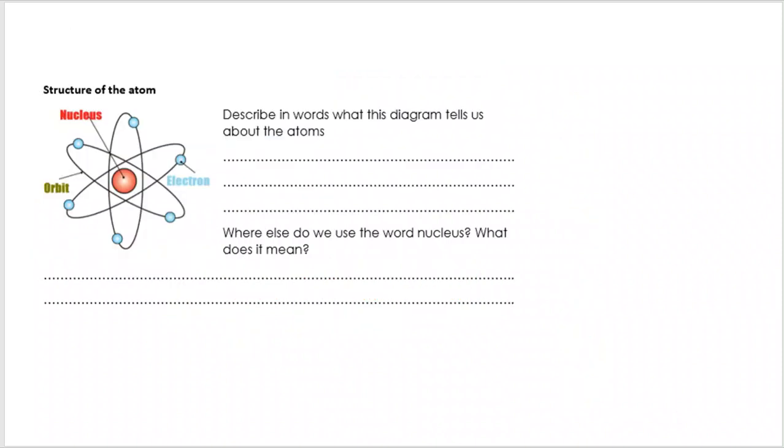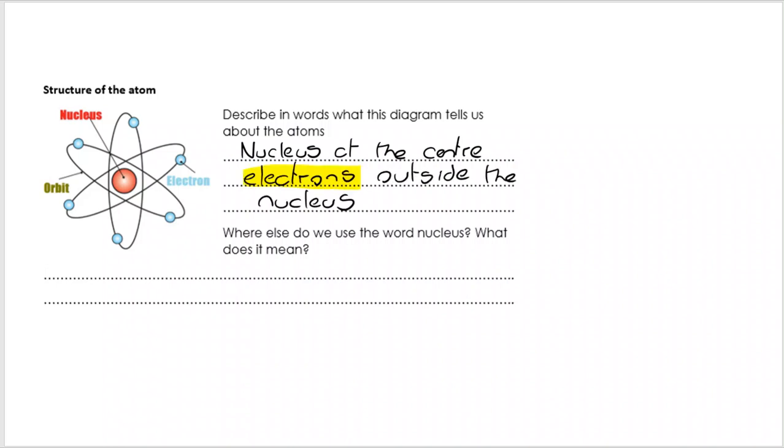Okay, we've got another task for you here. Describing in words what the diagram tells us about atoms. And I'm going to be absolutely honest, it does not tell us much. We are going to look at this in a lot more detail further on in the course, but we can see there is a nucleus at the centre, and we can see that there is something called electrons which are outside the nucleus. Now, I've highlighted the word electron because that's one of the three subatomic particles that you are going to get to know very, very well.